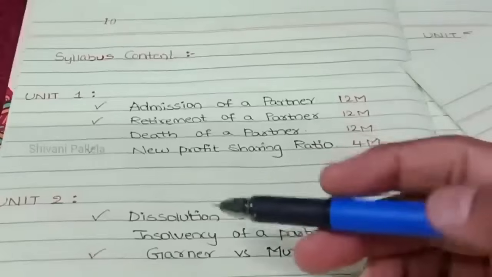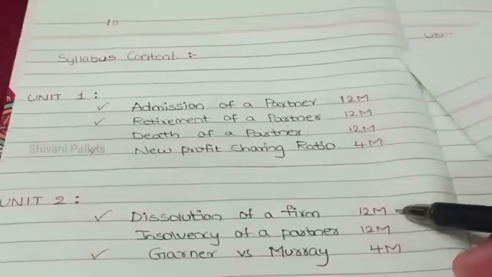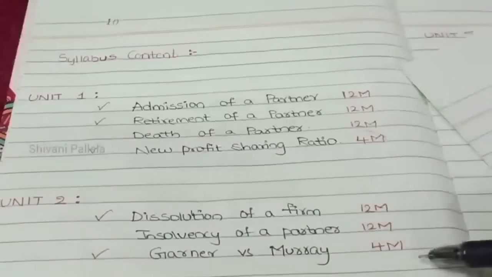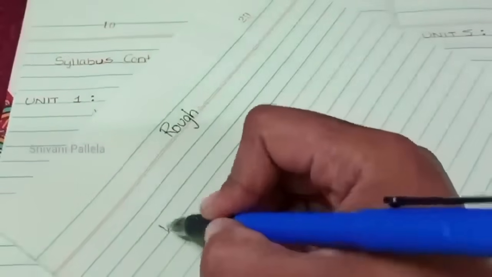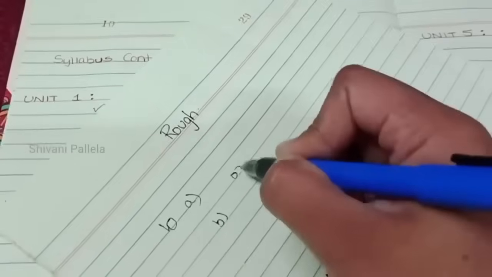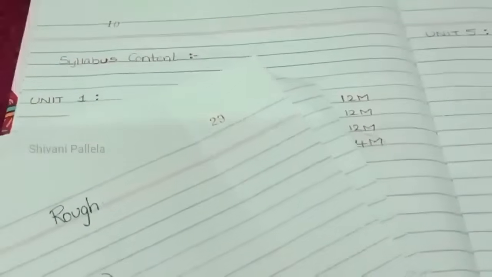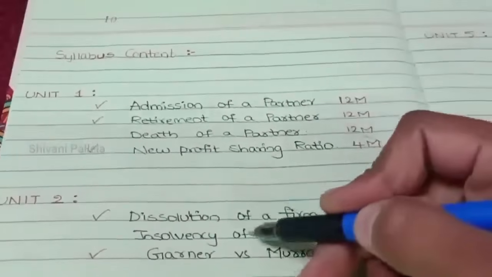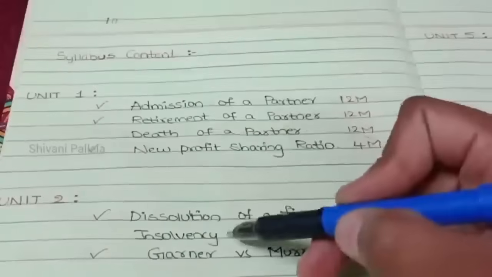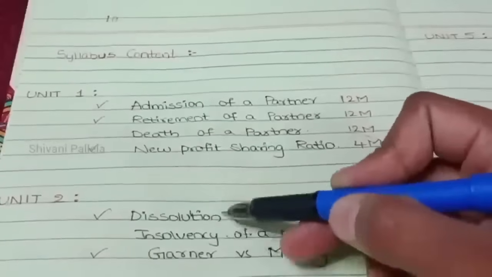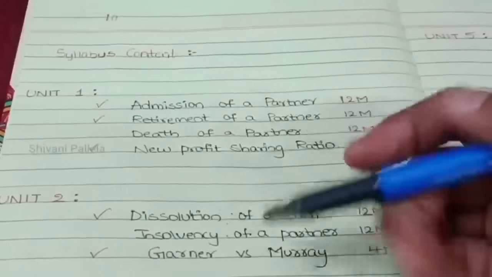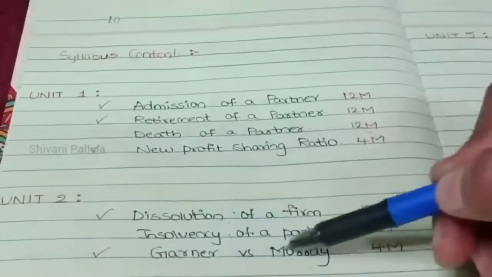Okay, so the second unit. In the second unit, what are the things you need to learn? Dissolution of a firm, insolvency of a partner, and Garner versus Murray. In unit number 2, 10A and 10B will be asked, and any one you need to attempt. So instead of learning all the topics, out of these, two will come for long, 12 marks. If you are perfect with any of them, you can easily attempt one long, and in short they can ask a Garner versus Murray theory question.